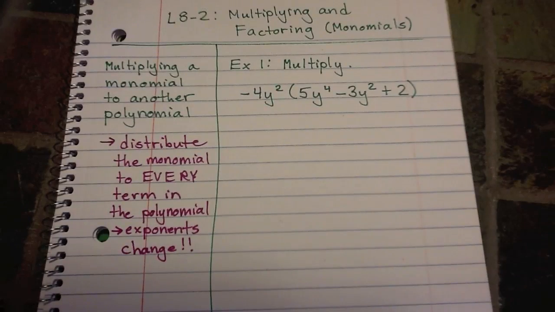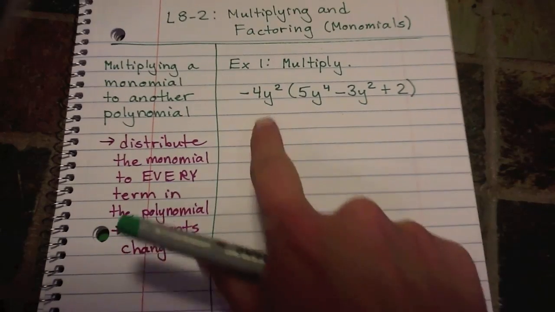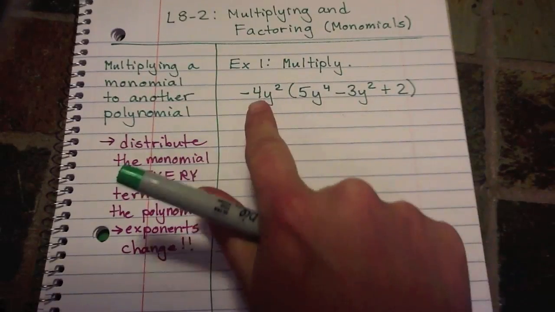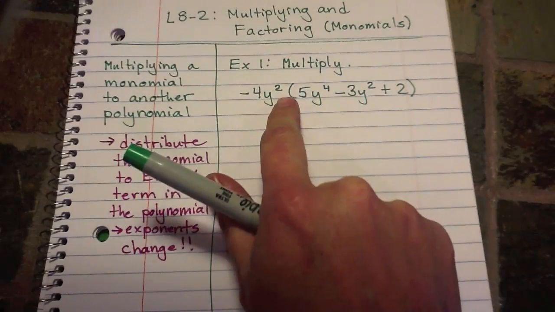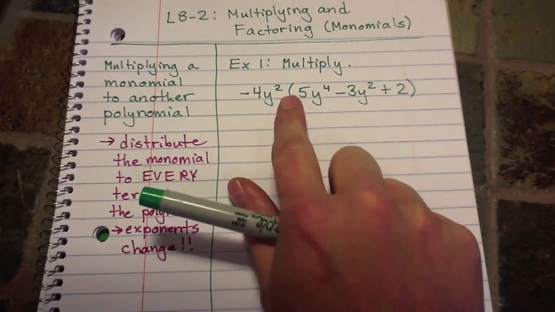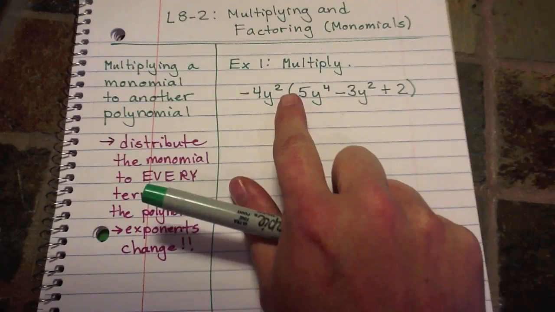Example 1 asks you to multiply a monomial to another polynomial. In this case, it happens to be a trinomial. So you have one term being multiplied to what's in parentheses, which has 3 terms. Notice there's no addition or subtraction sign between these.